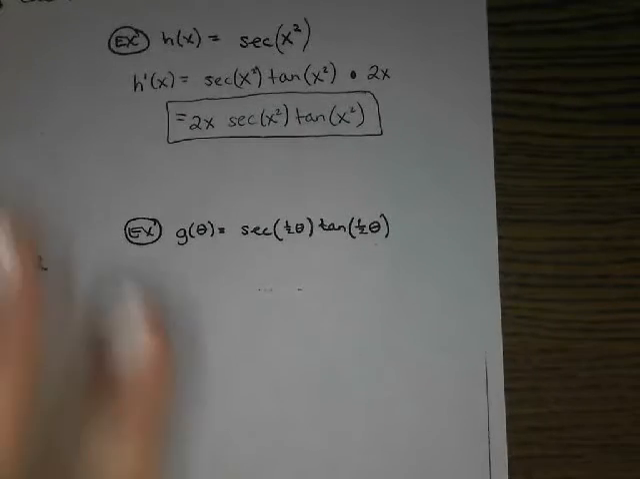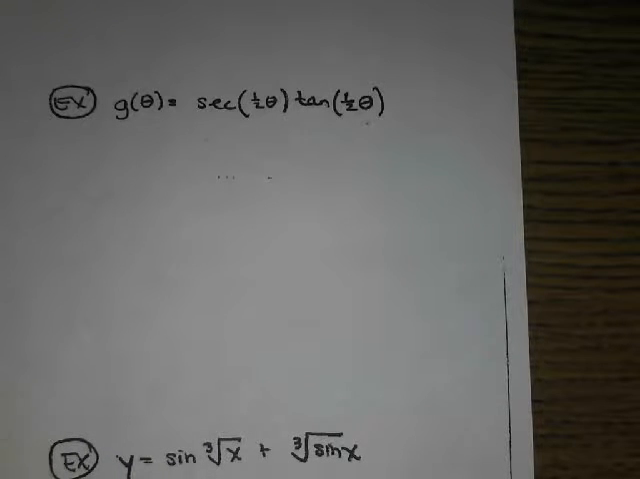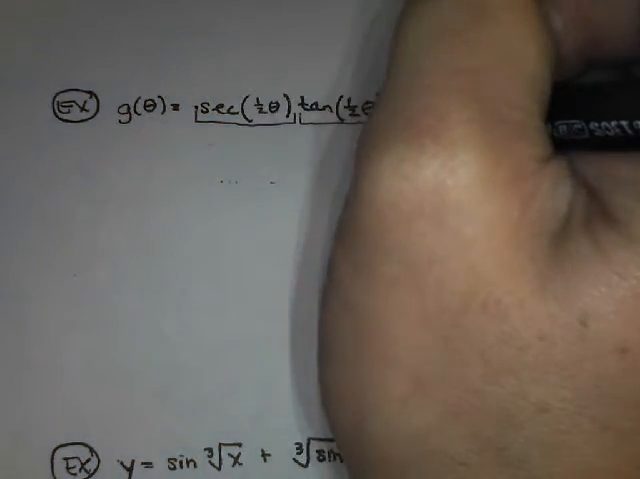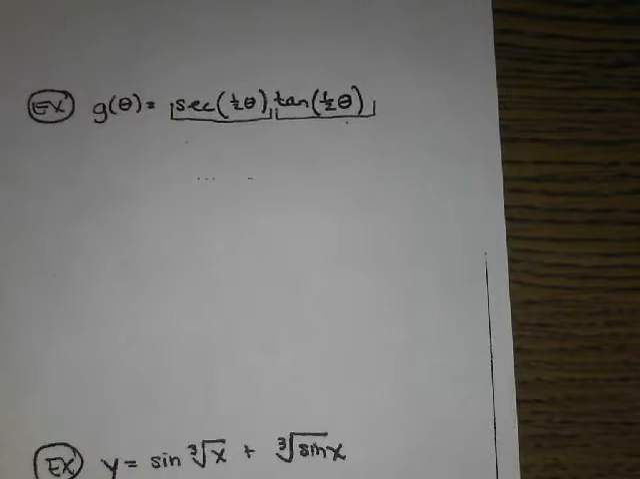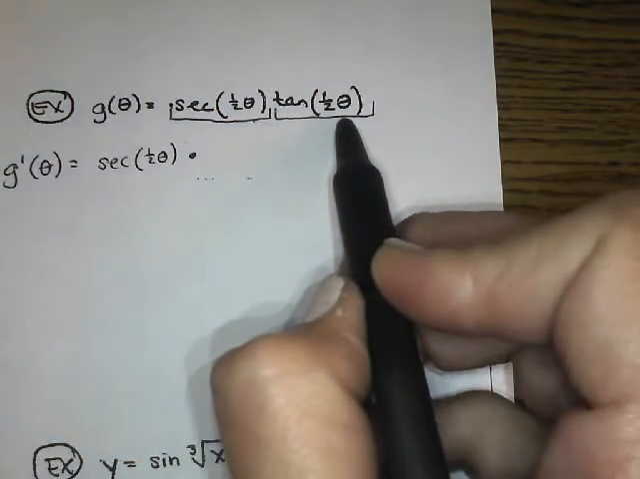Okay, on the next example, what do you see holistically from the outside looking in? What type of derivative rule needs to be applied first? The product rule. Good. So we've got the first times the second. Okay? So when we go through our product rule, we have our first, secant of 1/2 theta, first times the derivative of our second.